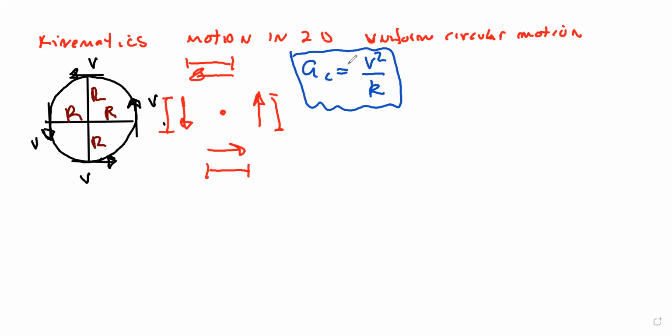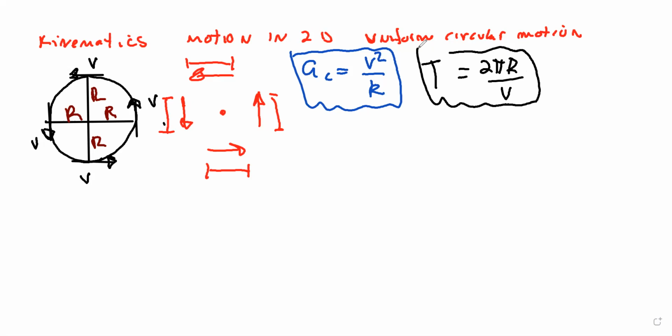So we have some equations. We have another equation, which is for the period. And the period is going to be 2 pi r divided by the velocity. So you can play around with these two equations, and you can find the centripetal acceleration.